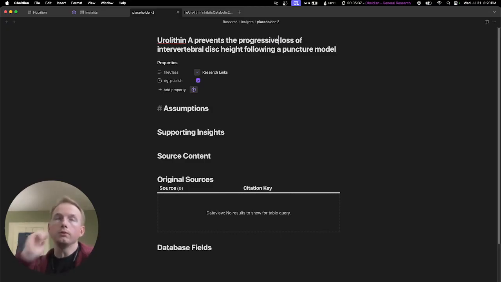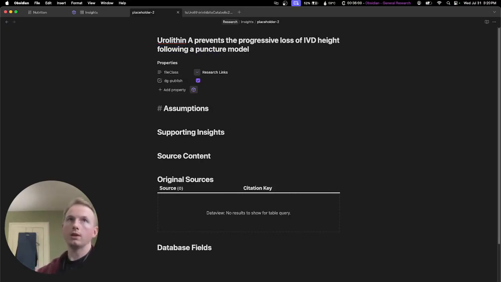So these titles do have a maximum number of words, so I'll take that into consideration. It gets really wordy, or try to get very information dense, get as much detail in as possible. So Urolithin A prevents the progressive loss of intervertebral disc height following a puncture model in adult male rats at a dose of.